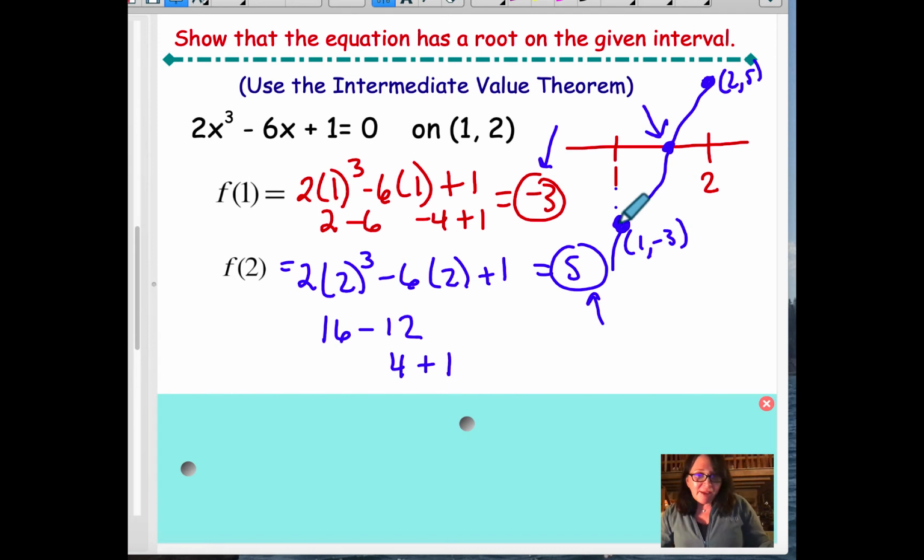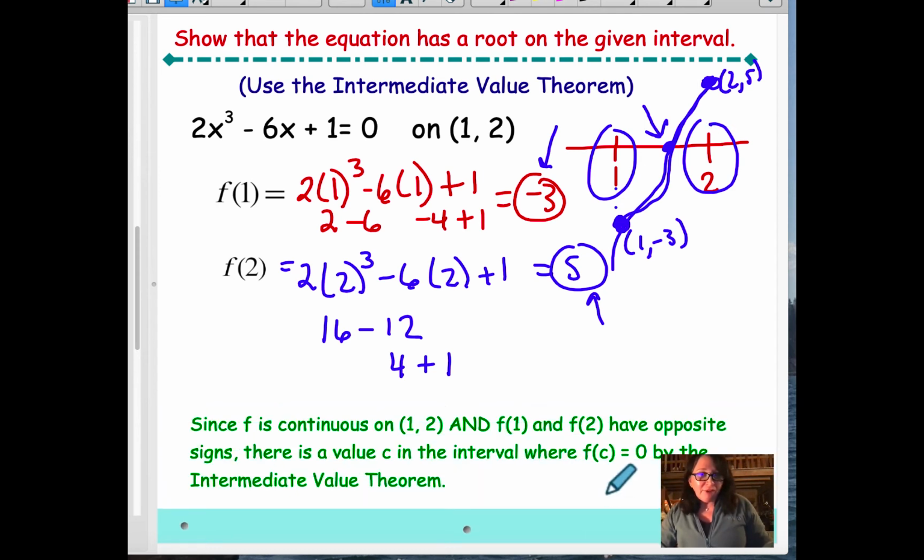So that means that if it goes from negative to positive, it has to cross the x-axis somewhere in between 1 and 2. So that's what the intermediate value theorem says. If it's continuous on 1 and 2, and f of 1 and f of 2, doesn't matter what the values are, but they have opposite signs, one's negative, one's positive, there is a value c, this is our c value, in the interval such that f of c is equal to 0. And this is the reason for the intermediate value theorem.